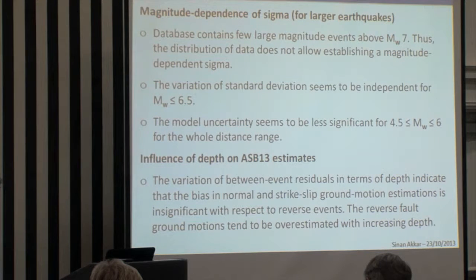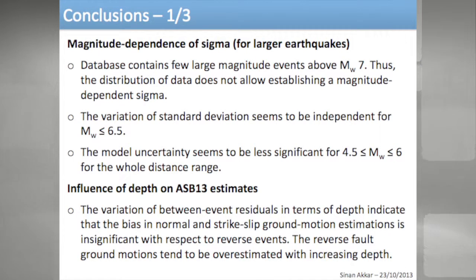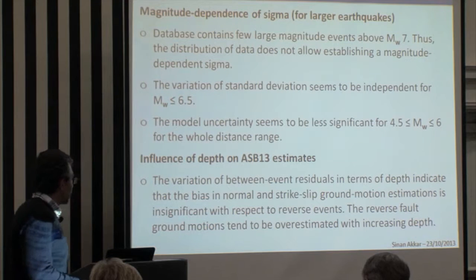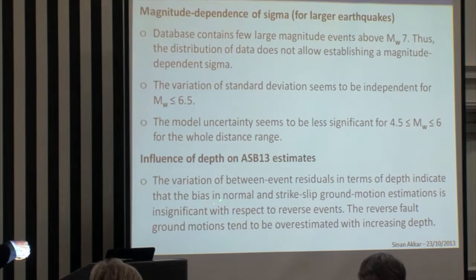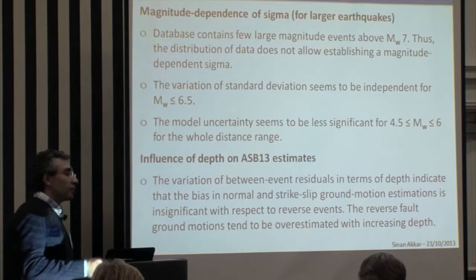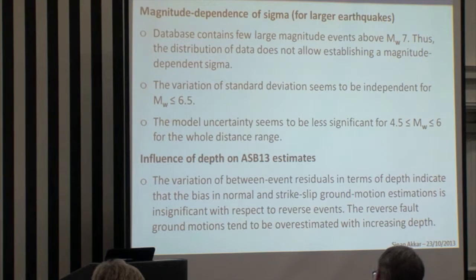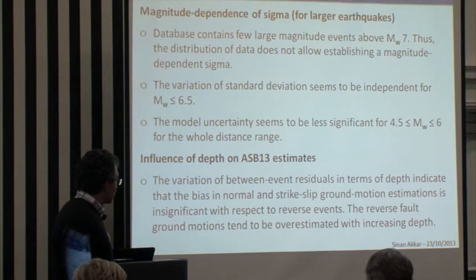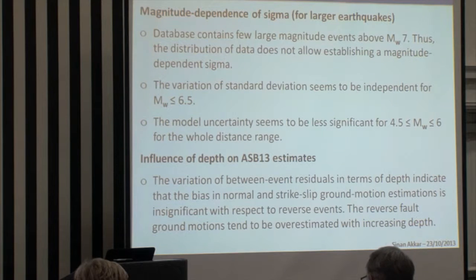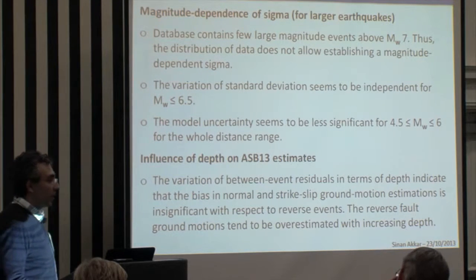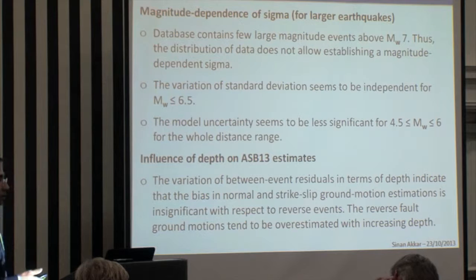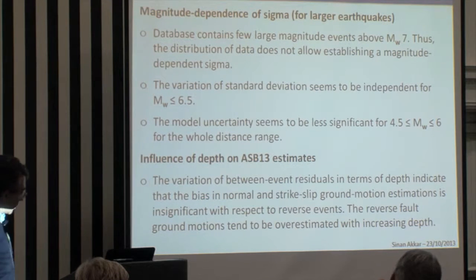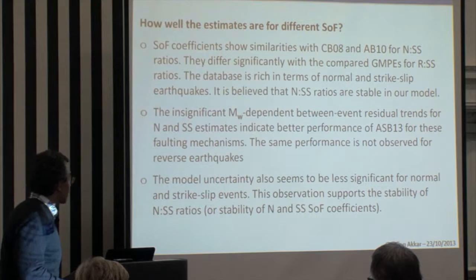The influence of depth on ASK13 estimates: the variation of between-event residuals in terms of depth indicates that there is no significant bias for normal and strike-slip earthquakes, but there is some bias in our median estimations for reverse events. As the depth increases, we are overestimating the ground motions for reverse events.